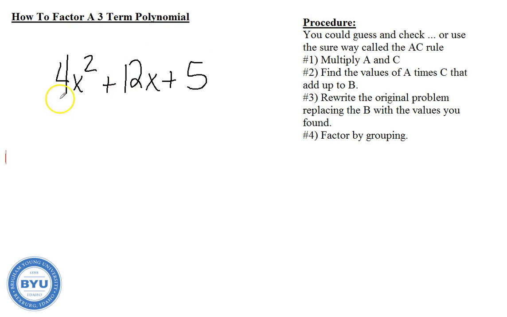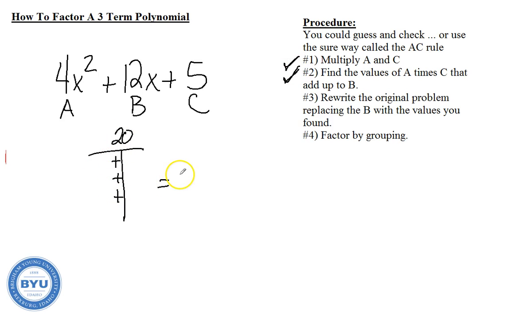The AC rule. In a polynomial like this, where you have 4x squared plus 12x plus 5, the first number is A, the second number is B, and the last number is C. And in this rule, step number one is to multiply the A and the C together. That's why it's called the AC rule. So I would multiply the 4 and the 5 together to get 20. I'm going to make myself a chart here because what I need to do now in step number 2 is find the factors of this 20 that add up to your B value, which is 12. So I need to find the factors of 20 that add up to 12.